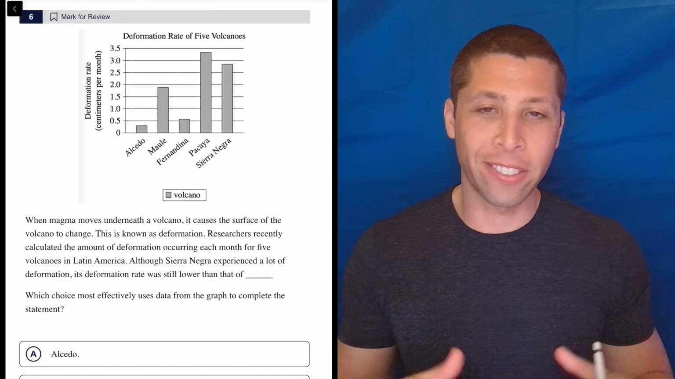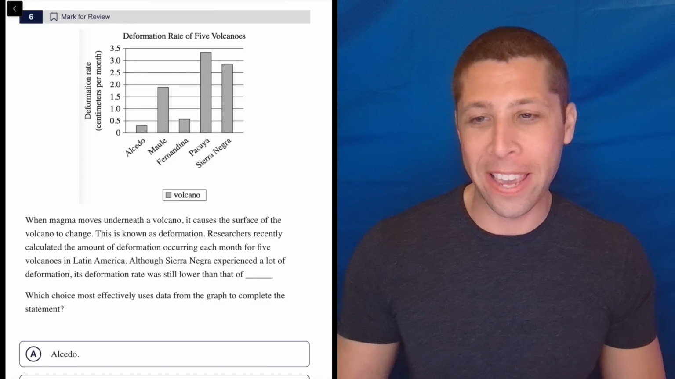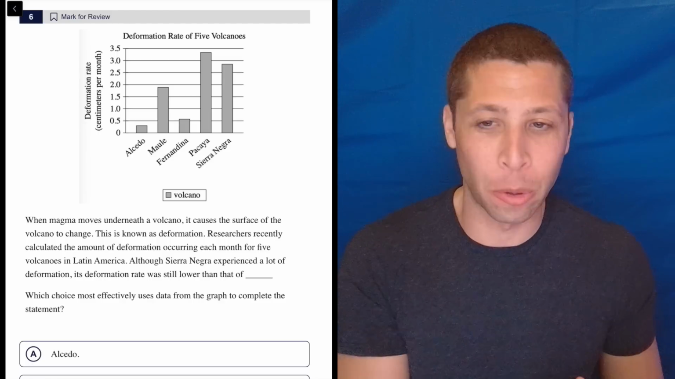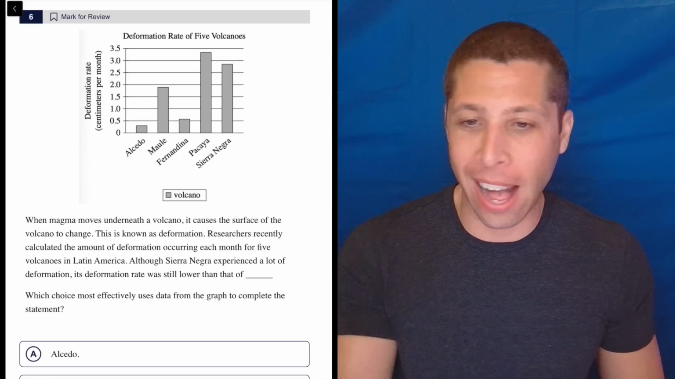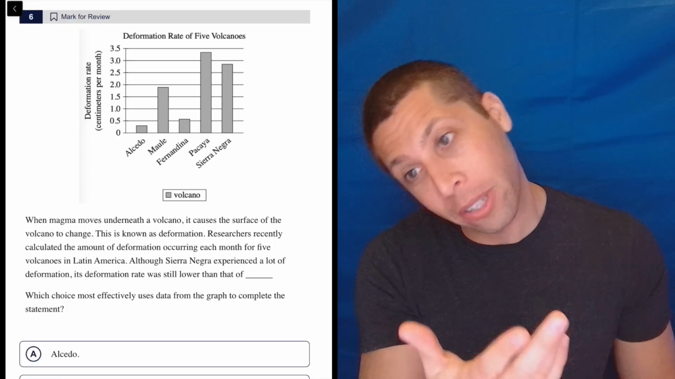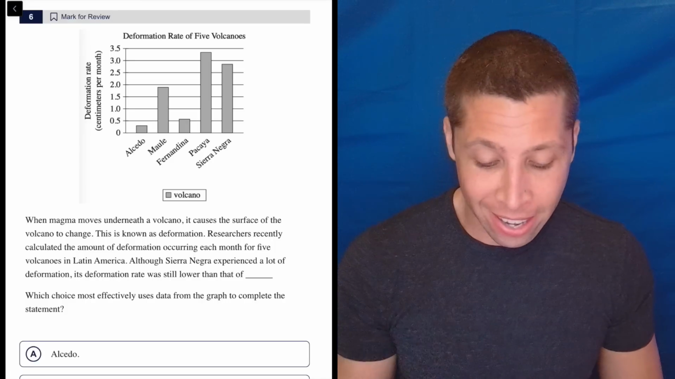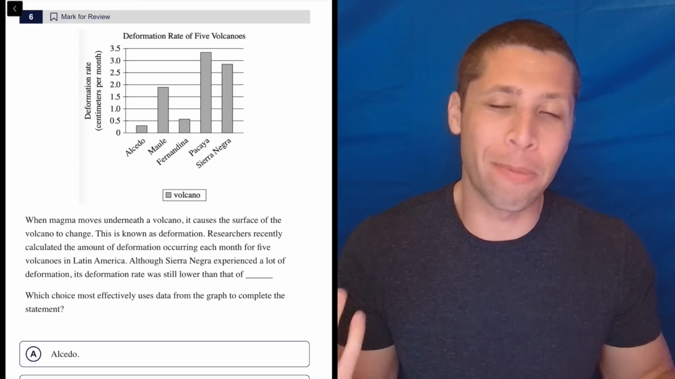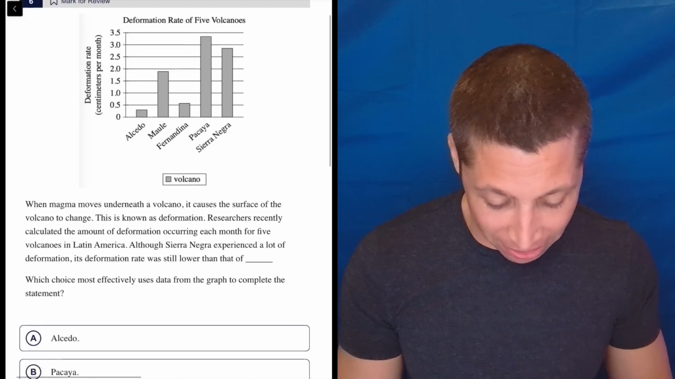I love questions like this. There is really no reason for this to be a graph as opposed to a chart, right? They could have just listed these 5 volcanoes and just put the number of, what is it, the deformation rate? They could have just put that there. So this is barely a graph question at all. It's probably going to be easy, but let's see, right?